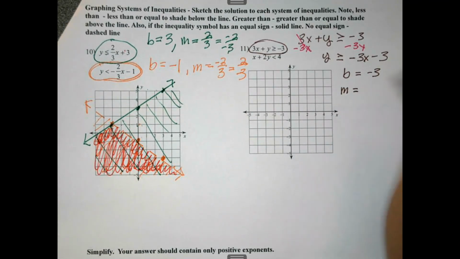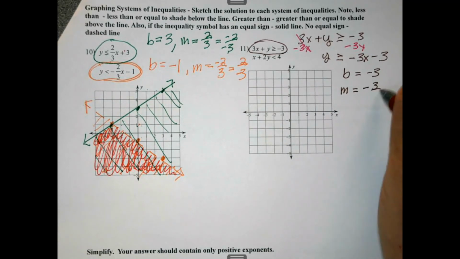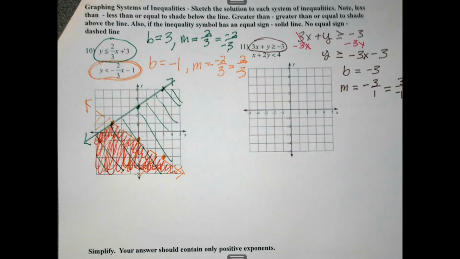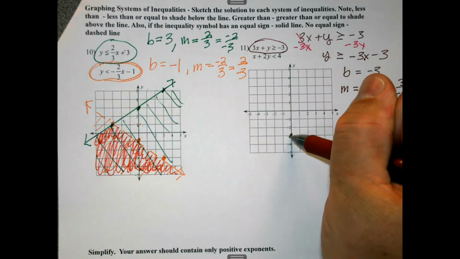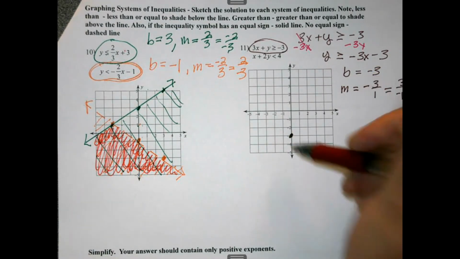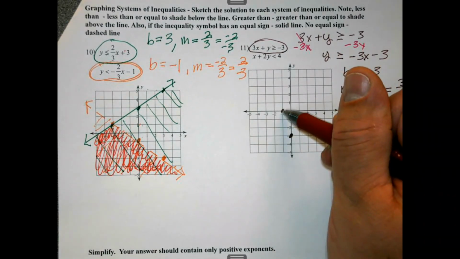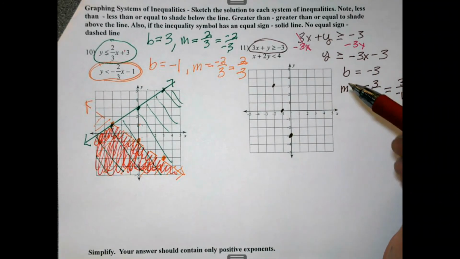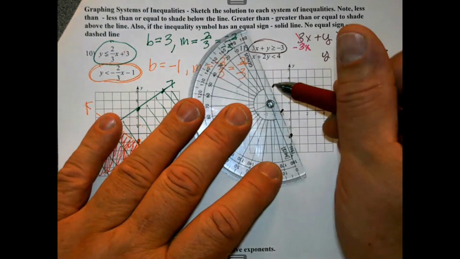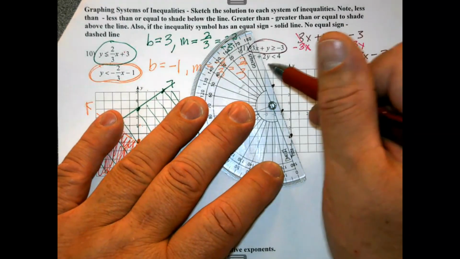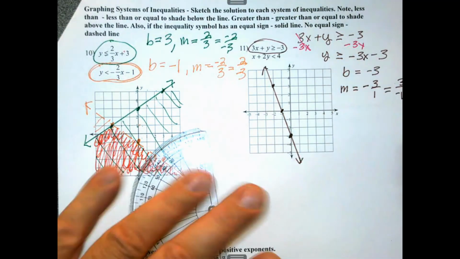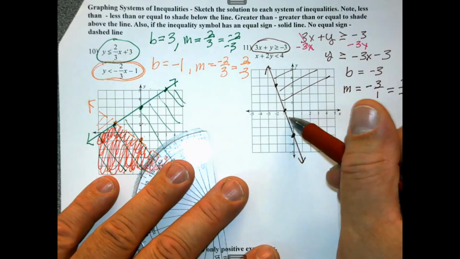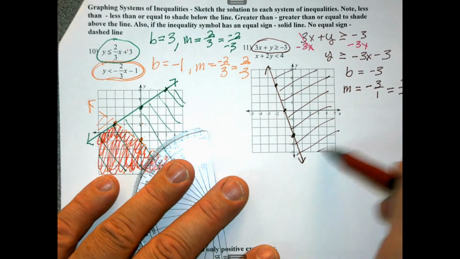My slope is either negative 3 over 1 or 3 over negative 1. I'm going to go ahead and graph that line. See, negative 3. And I'm going to go up 3 to the left 1. Up 3 to the left 1. Solid or dashed? Solid because of the equal sign. Shade above or below? Good. Because it's a greater than, above.